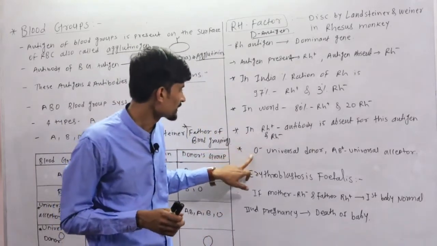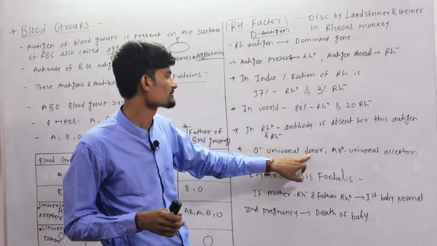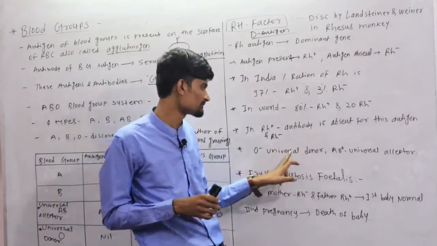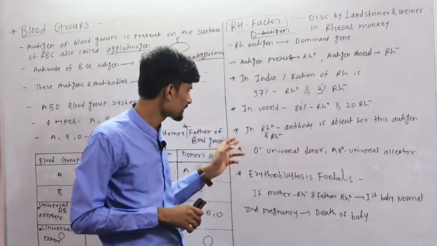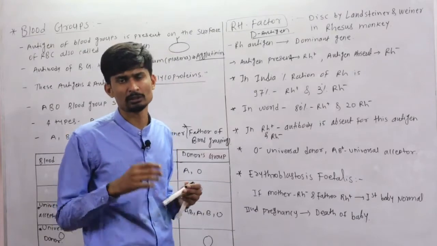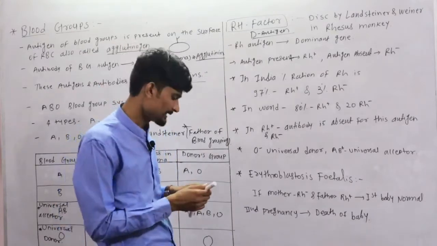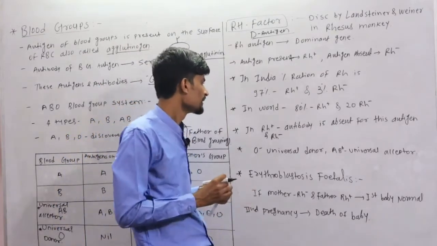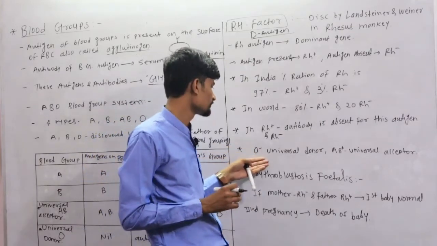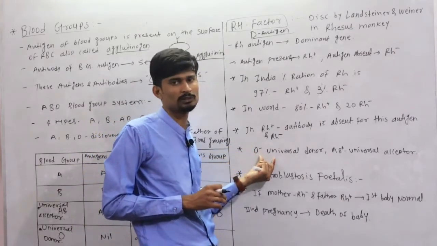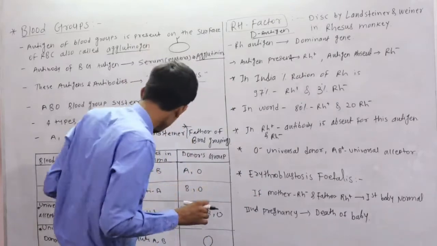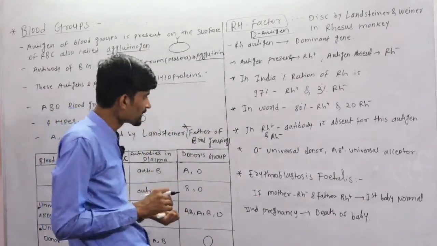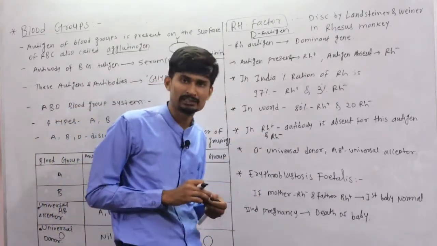Now actually the O minus is a universal donor. O minus is a universal donor. Now why is O minus, or O negative, a universal donor? O minus means O negative, because if it is O positive, the person has an O positive blood group, it means that it does not have the A or B antigen, but it has the RH antigen.